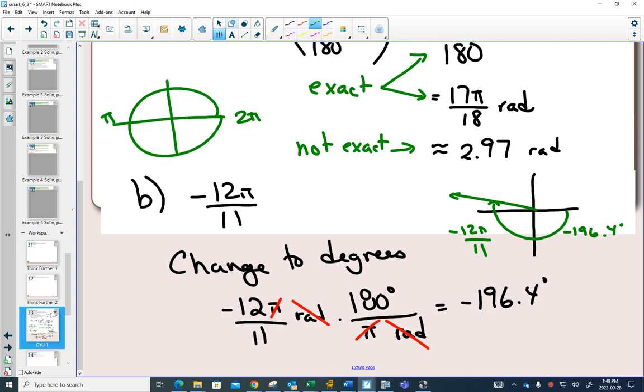I need you to be able to see the fraction of negative 12 over 11 as negative 1 and 1/11th, as a mixed fraction. So negative 12 pi over 11 is the same as negative 1 and 1/11th pi. Well, how far is negative 1 pi? Does that make sense?